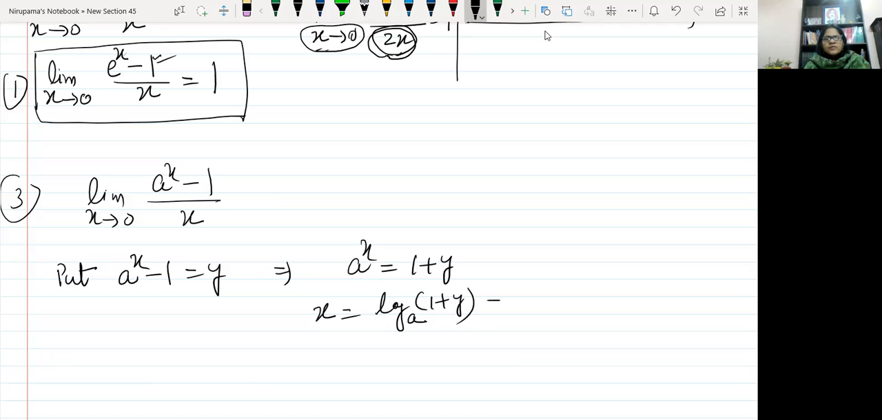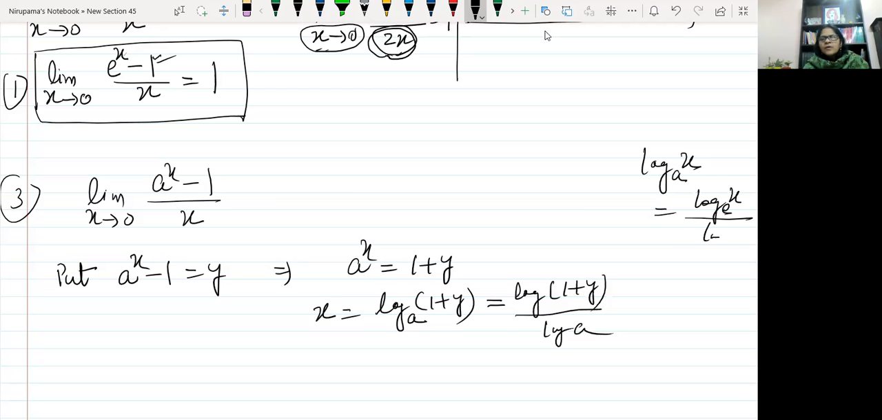So this is one of the properties of logarithm. This can be converted to natural logarithm, for example log 1 plus y divided by log a. So if I write log x base a, that is equal to log x base e divided by log a. So to convert, you have to change the base of the logarithm, right? Okay.